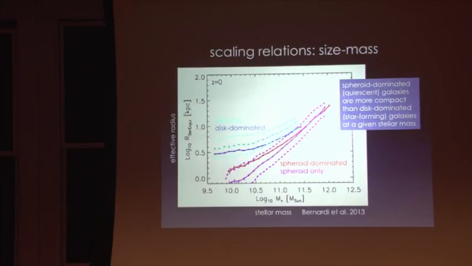Sorry, so this is the stellar mass, and this is, let's call it an effective radius. So the radius that contains half of the mass, or light. In this case, it's light. Okay? So it's a measure of the radial size of the galaxy.